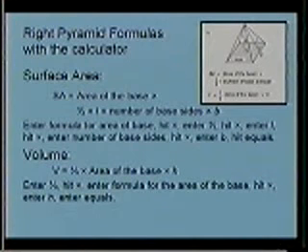So enter your formula for area of the base, hit times, enter 1/2, hit times, enter L, hit times again, enter the number of base sides, hit times, and enter the length of a base, hit equals. The volume, again similar to a cone, is 1/3 the area of the base times the height. So enter 1/3, hit times, enter formula for the area of the base, hit times, enter h, and hit equals.